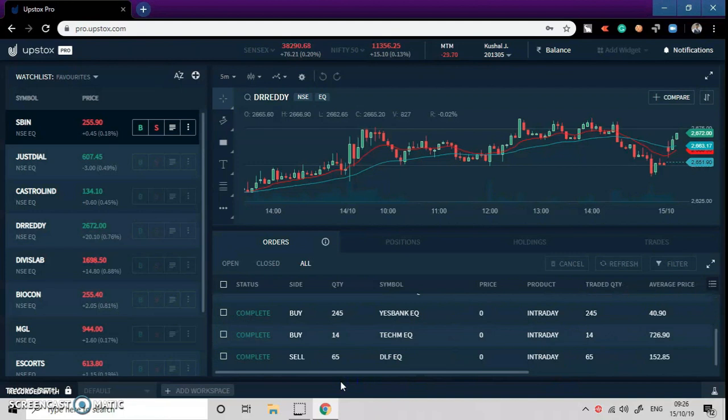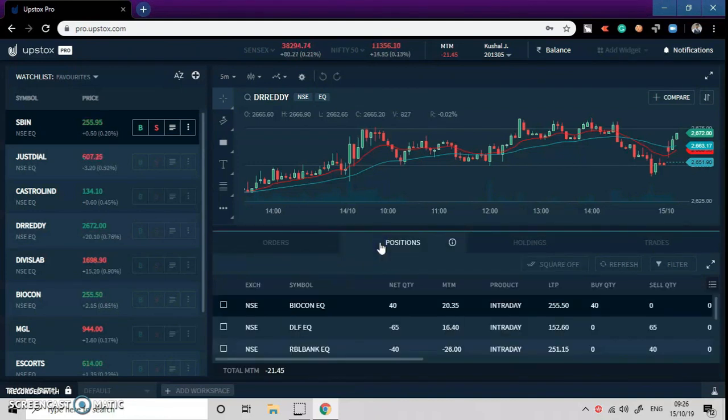It's super fast. No human being can place orders as fast as this bridge can. So that is why we use algo trading. Algo trading is the future.